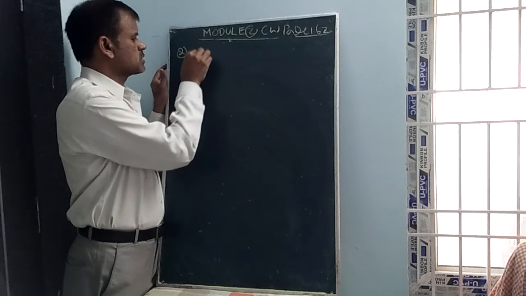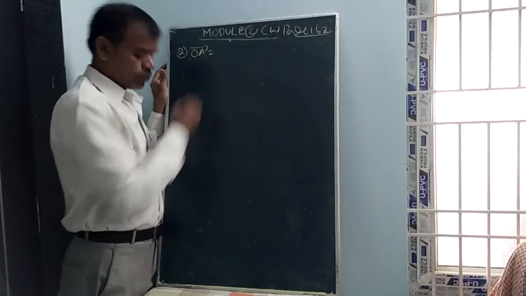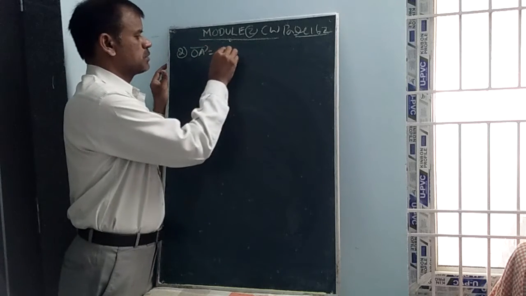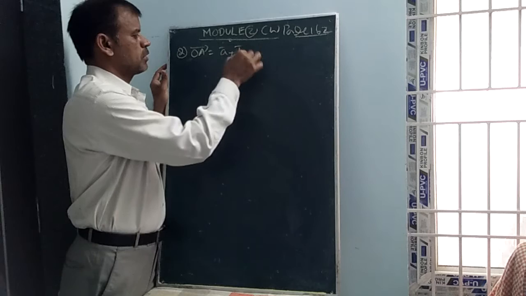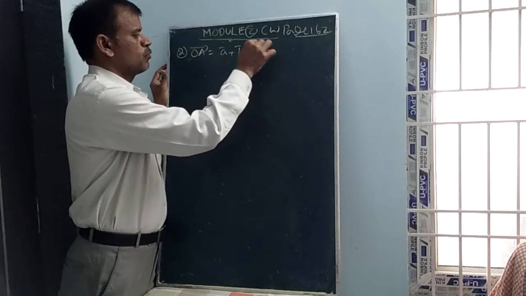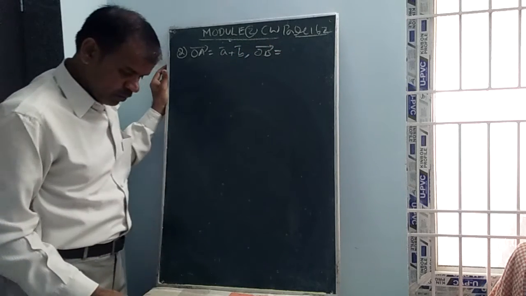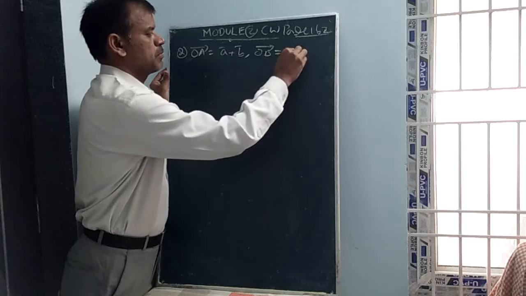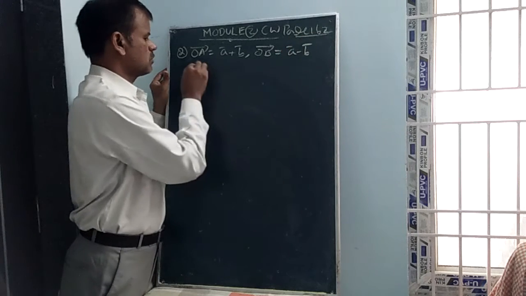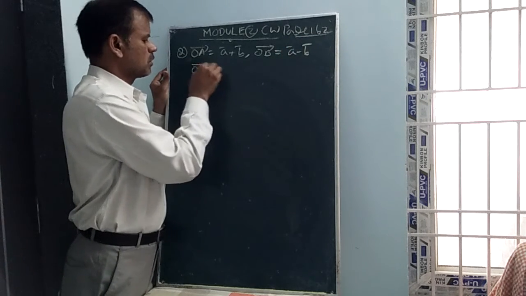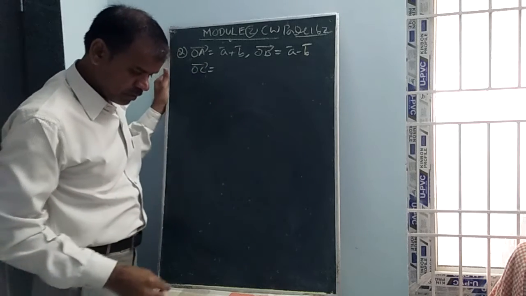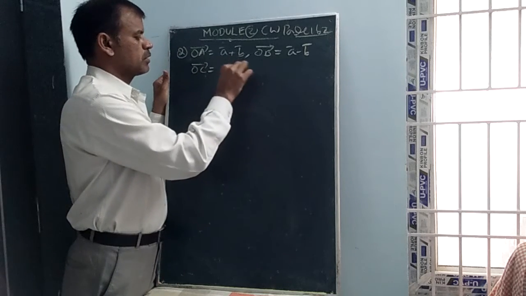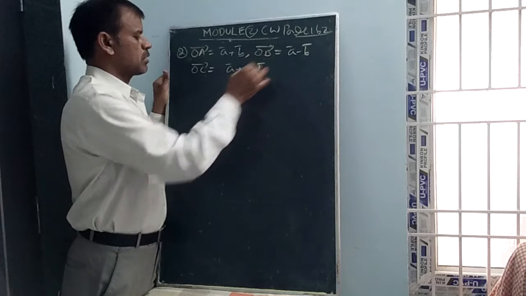Let us write first OA bar. OA bar is equal to a bar plus b bar. OB bar is equal to a bar minus b bar. OC bar is equal to a bar plus kb bar.